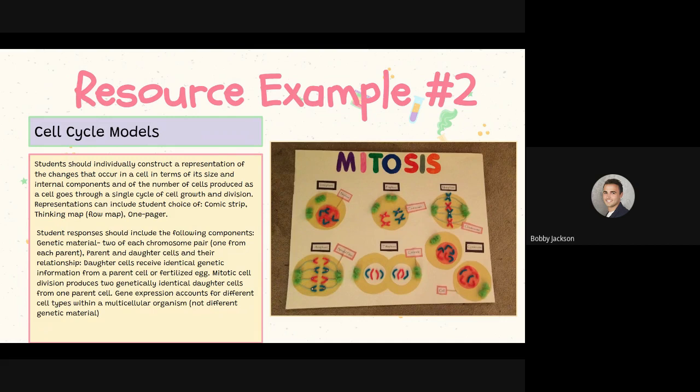Student responses should include the following components: genetic material, 2 of each chromosome pair, 1 from each parent, parent and daughter cells and their relationship, daughter cells receive identical genetic information from a parent cell or fertilized egg, mitotic cell division produces 2 genetically identical daughter cells from the one parent cell, and gene expression accounts for different cell types within the multicellular organism, not different genetic material.